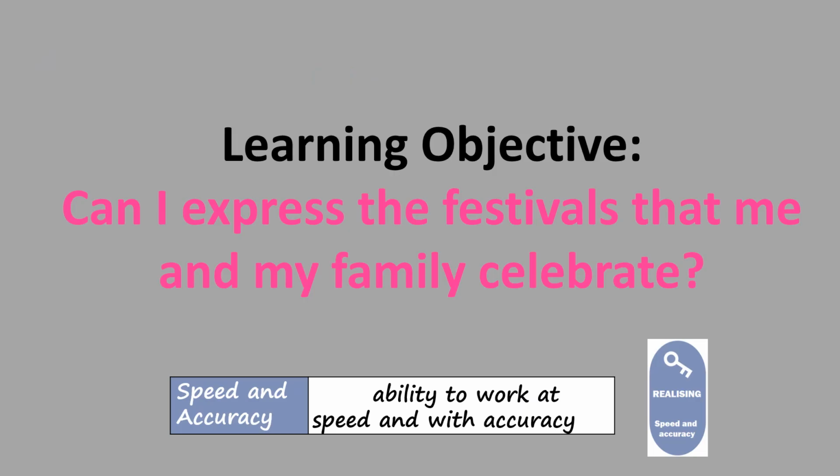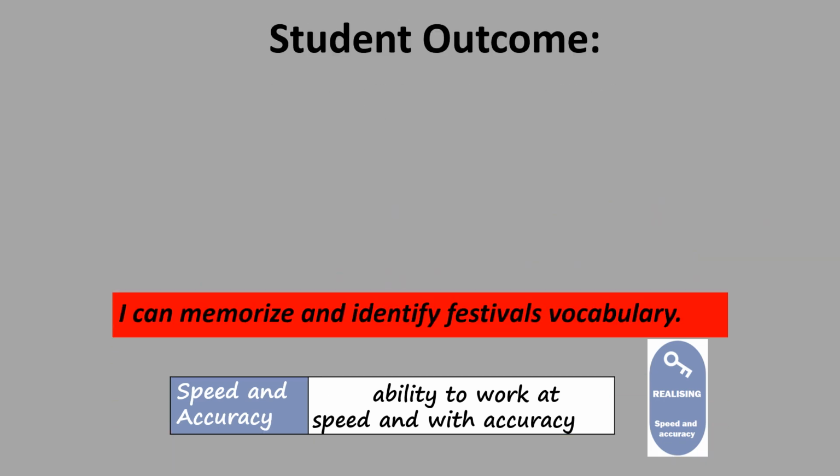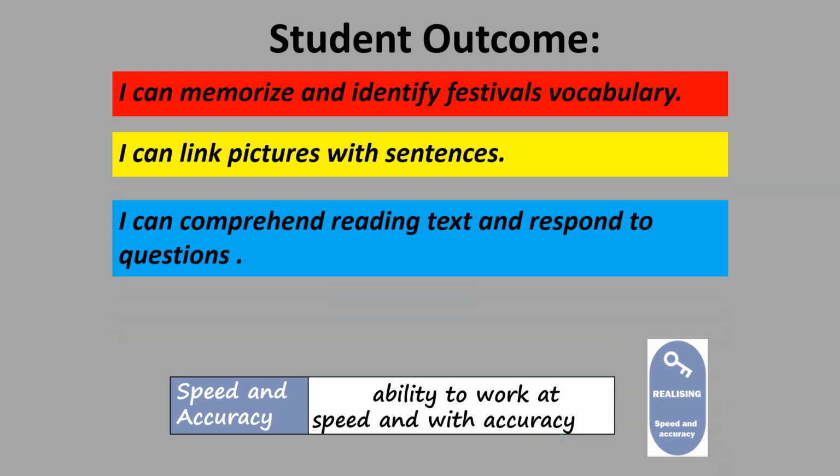Learning objective. Can I express the festivals that me and my family celebrate? Today we're going to work on the HPL idea, speed and accuracy. Ability to work at speed and with accuracy. Student outcomes. We have 3 different student outcomes in this lesson. I can memorize and identify festivals. Vocabulary, I can link pictures with sentences. I can comprehend reading text and respond to questions.